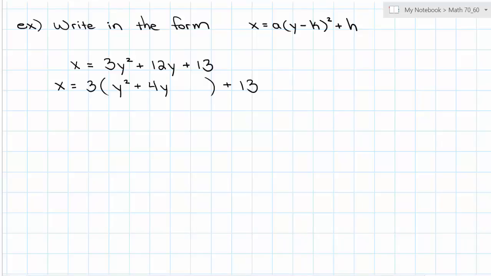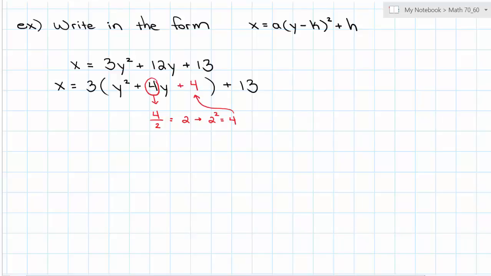In order to complete the square here, I need to take this middle coefficient, 4, and I need to divide it by 2. It's going to give me 2, and then I'm going to take that 2 and square it, and that's going to give me a 4. And that's what I'm going to end up adding in here inside the parentheses.